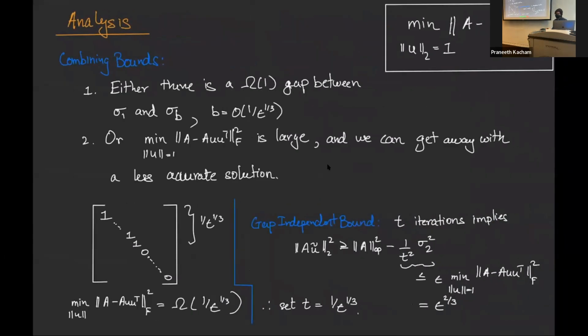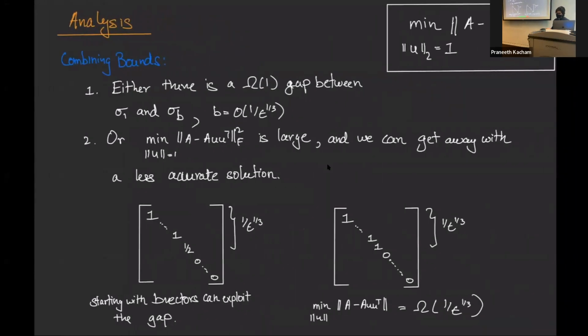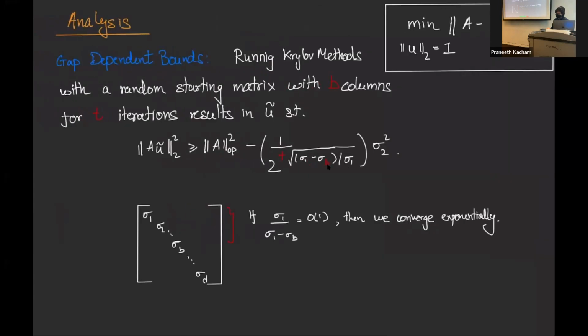Okay, so in this case where there is a gap, this gap-dependent bound immediately gives you an answer, because there is a constant gap between sigma 1 and sigma B. So if you started off with B random vectors to begin with, you converge exponentially. So that case is easy.